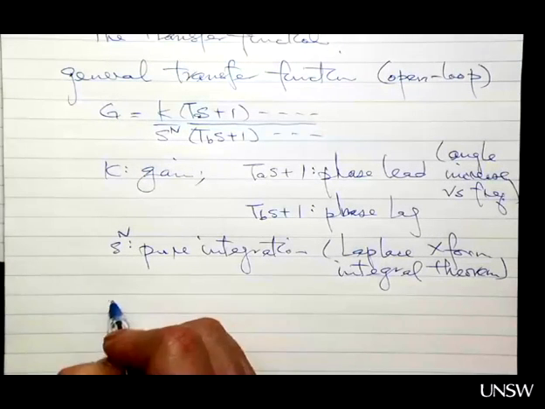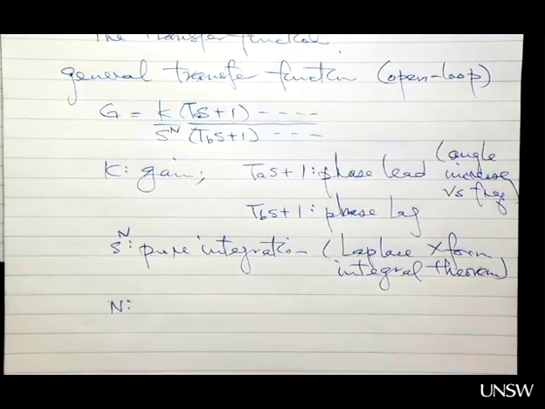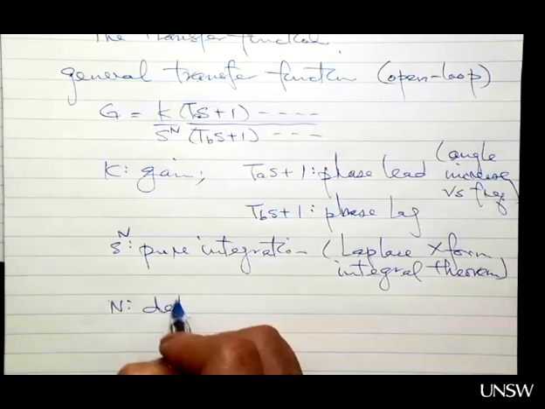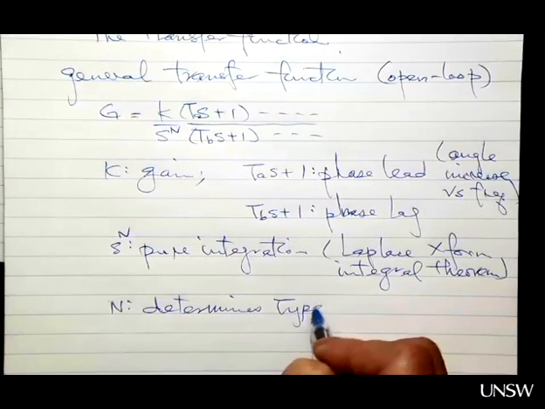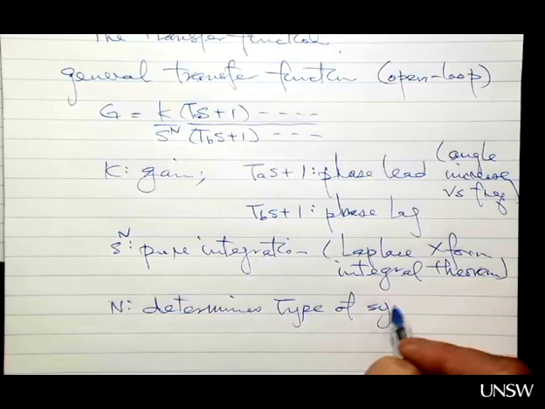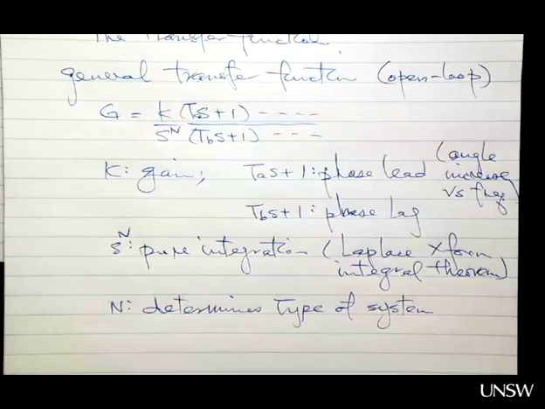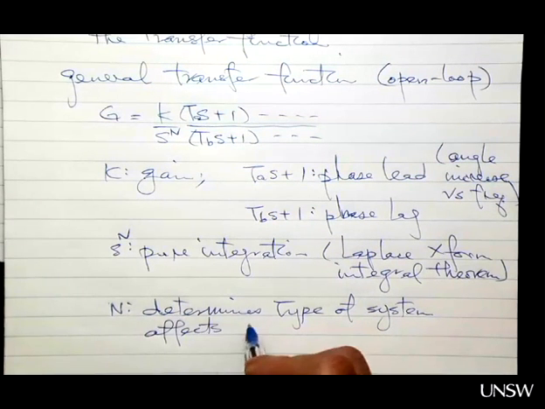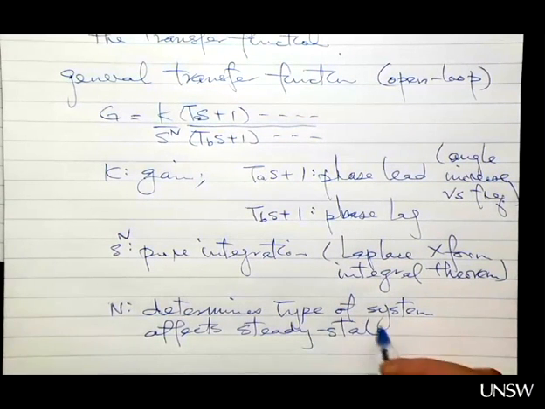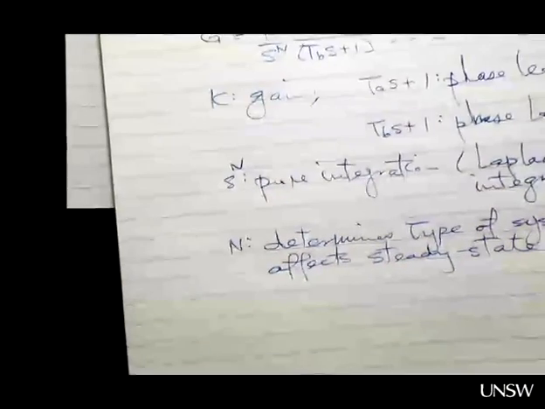The N, okay, determines the type of system. It also affects the steady state error. So why will this term affect the steady state error?